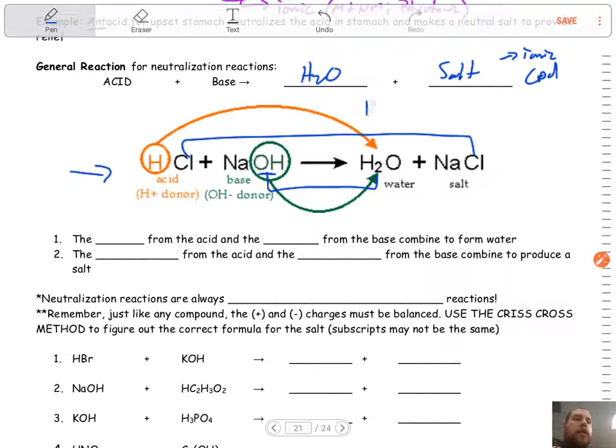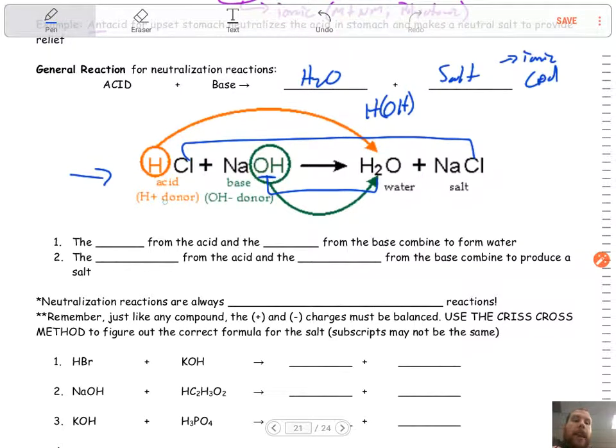Remember water, HOH a lot of times, helps us see that it's gaining that hydrogen ion. So you can think of it by the Arrhenius definition: acids are H+ donors, bases are hydroxide donors. Either way, you've got to know which one's which. It should hopefully be a lot easier by now.